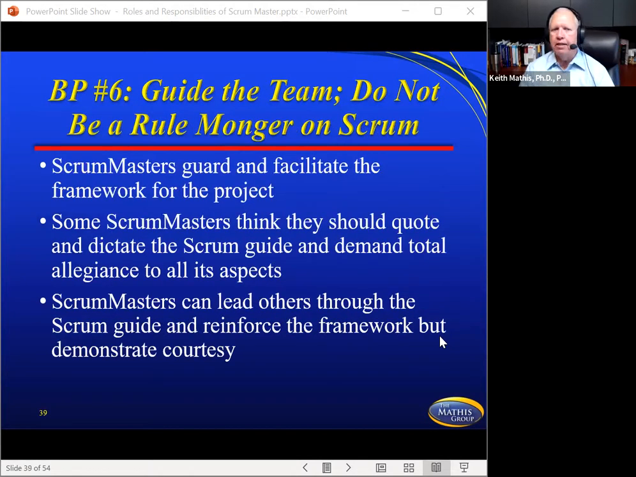And then number 6, they guide the team, and they do not be a rule monger on Scrum. Quoting the Scrum guide to everybody and quoting somebody's book or the Agile standard to somebody is just going to tick everybody off, and they're going to hate your guts. So let me just tell you ahead of time, don't do that. The rules are evolving right now, especially on Agile and Scrum. And so you're seeing all kinds of different flavors of Agile and Scrum come out. And that part of it is going to be really good for the industry. Scrum Masters can lead others through the Scrum guide. They can reinforce the framework, but understand that there's a lot of different people who are looking at it from a lot of different ways. Some of it will be good and some of it will not.